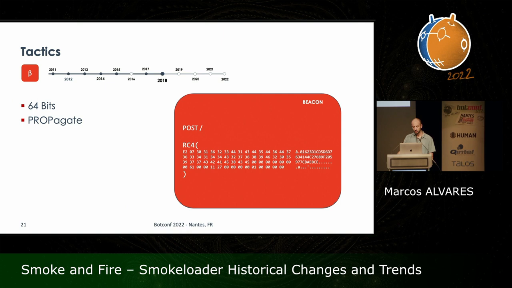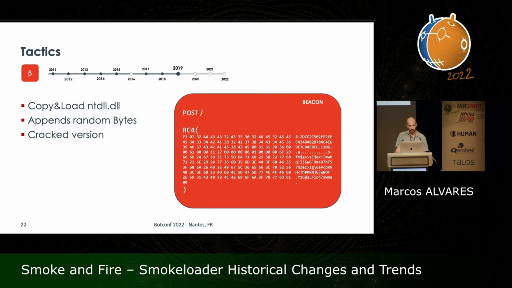And in 2018, we had the first 64-bit versions of Smokeloader. And Smokeloader also started to use Propagate as a process injection technique. And back then, it was quite new, and this made Smokeloader evade some sandboxes. And they just keep switching the technique used for process injection.